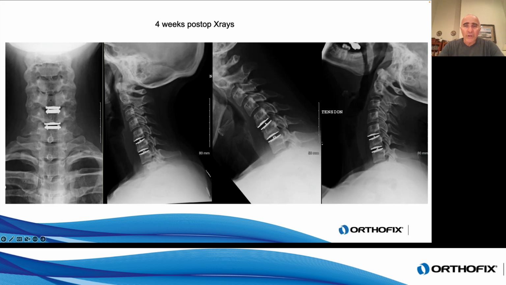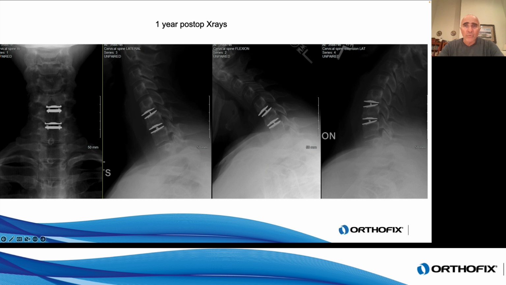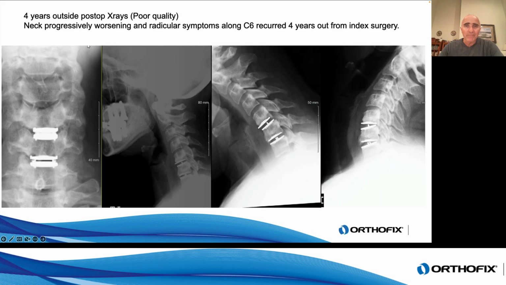This is her 4-week post-op x-ray showing perhaps very early hints of anterolisthesis on lateral flexion views at the C5-6 segment. Clinically, she's still very satisfied. Here are her 1-year post-op x-rays showing more pronounced anterolisthesis at the C5-6 segment on lateral flexion view. Clinically minimal persistent neck pain, but again, no radicular symptoms. She still continues to be quite happy.